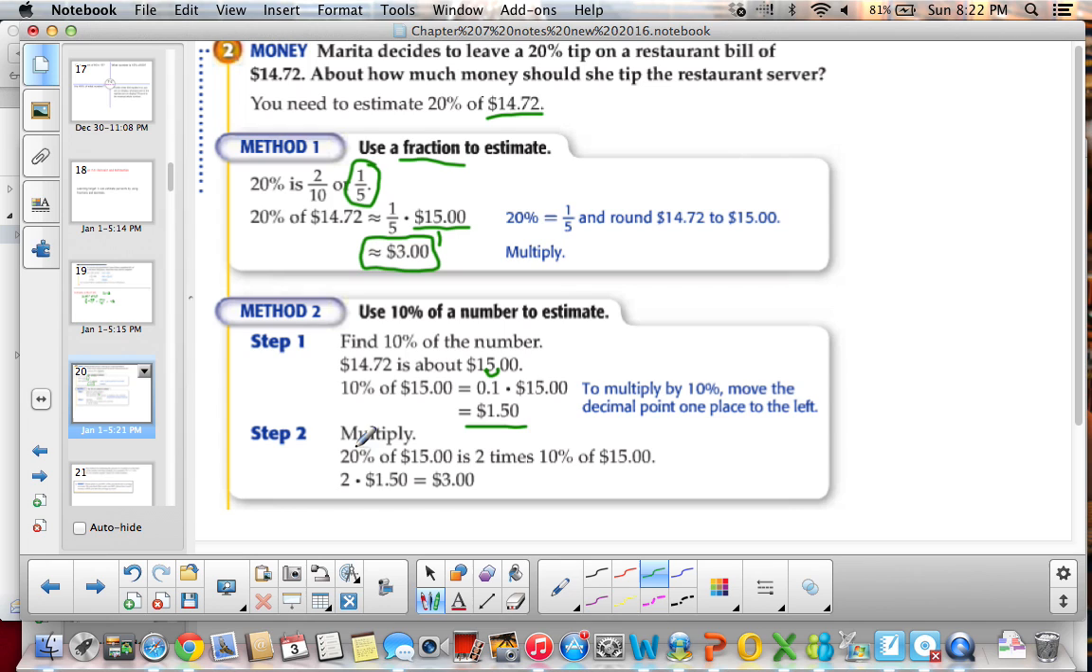20% is 10% times 2. So 20% of 15 then would be 2 times 10% of 15. This is 10% right here. Okay, because it's pretty easy again to find 10% because we just move the decimal, and then we can multiply that by 2, which is $3. So 2 different ways that you can estimate fractions.